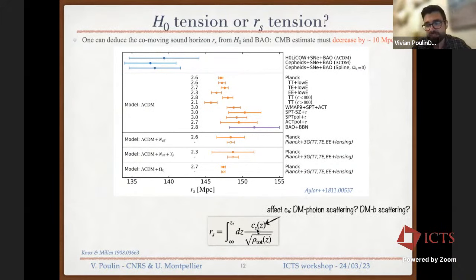And this, you could imagine that it's related to some new properties of dark matter that is coupled with photons or with baryons. And I won't enter into the details of that. Essentially, it does not work because we have very high accuracy measurements of all the acoustic peaks that essentially forbid such a strong modification.